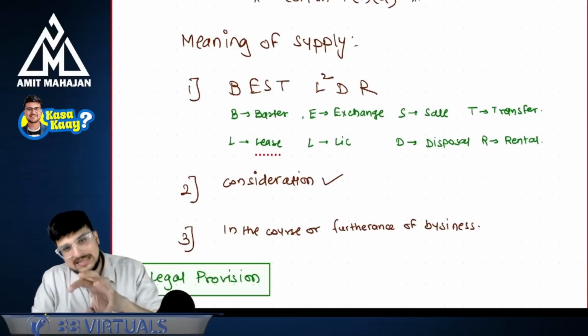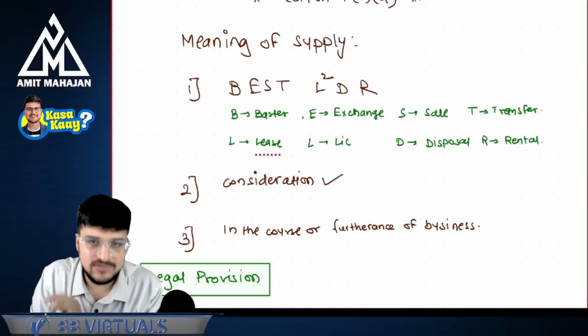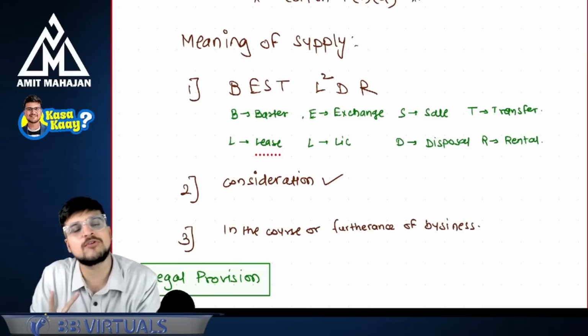Now, sir, is it an exhaustive list or an inclusive list? Sir, what is the meaning of exhaustive and inclusive?